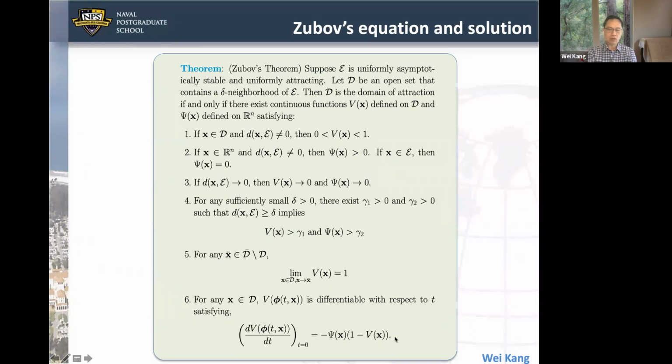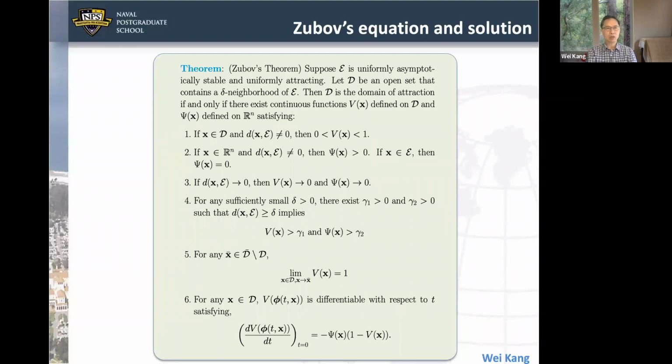So now this solution V is a special type of Lyapunov function. Why is it special? Because it's between 0 and 1. Everything here is positive definite and equal to 0 in this stable invariant set. Not only are they positive definite, the interesting part is that you give me any point on the boundary of the domain of attraction, D, the domain of attraction. On the boundary, the V function approaches 1. So that characterizes the domain of attraction.